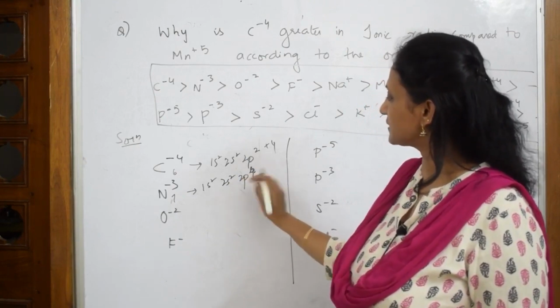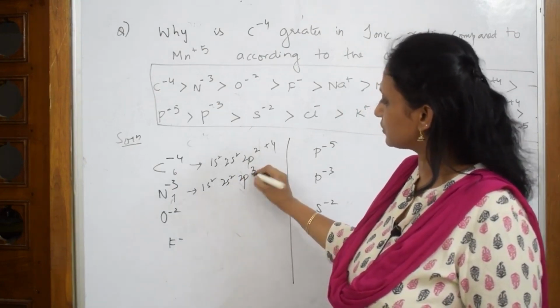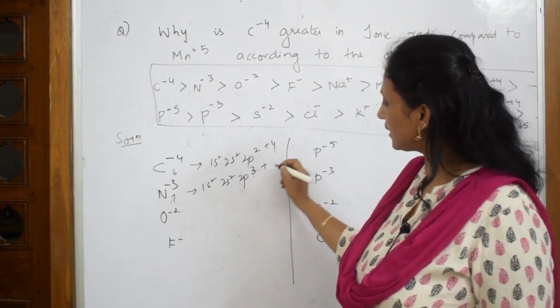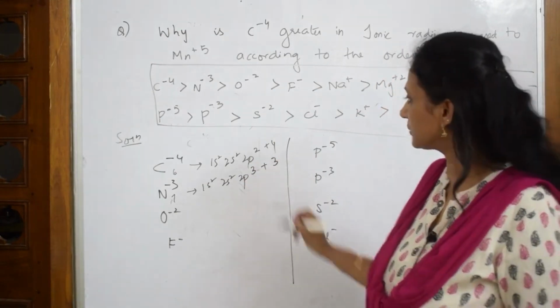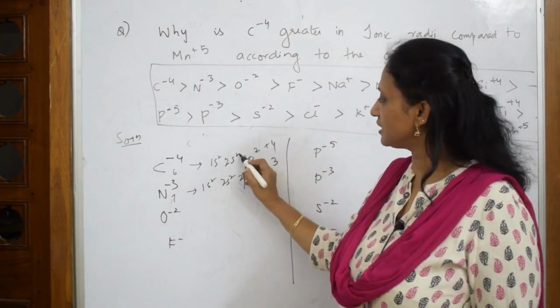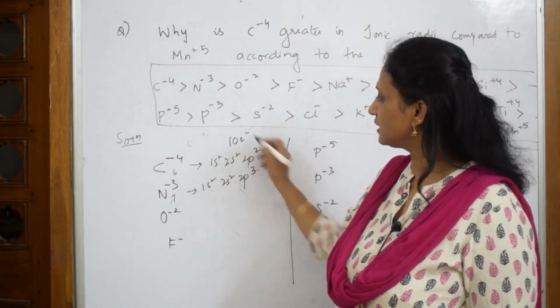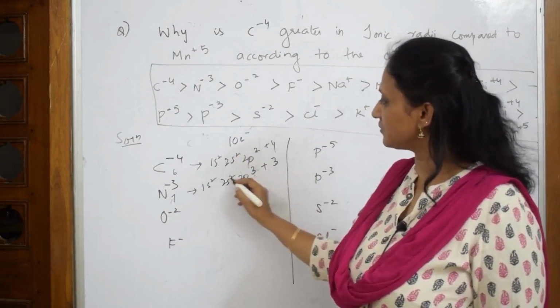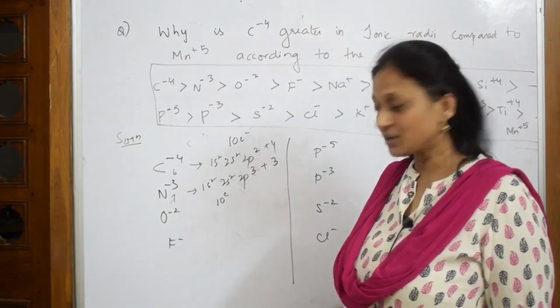4, 5, 6, 7. 2p3, is it? 3, 2p3. This 3, 4, 5. Here they've added 3 electrons. Now let's count: 4, 5, 6, 7, 8, 9, 10. 10 electrons are there here. In this case, 3, 6, 7, 8, 9, 10. 10 electrons here. Okay, right.